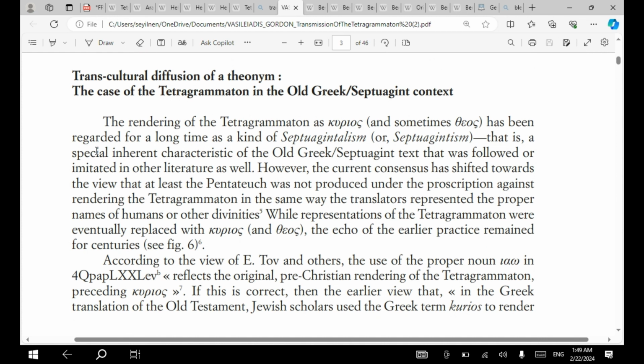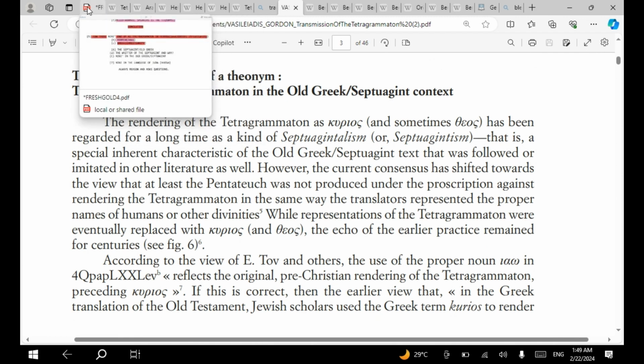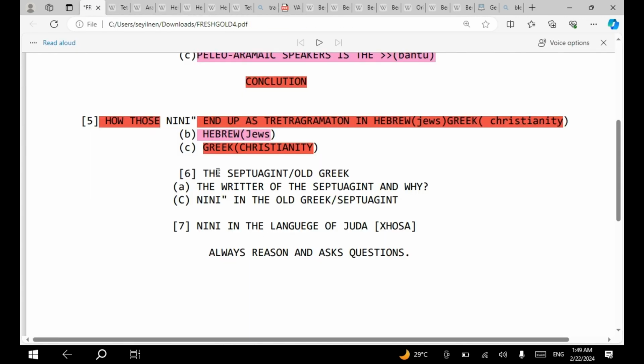They were using our own text to do that. Okay, transcultural division of idioms, the case of the Tetragrammaton in Old Greek Septuagint. I think that led us to trying to make the video very fast.